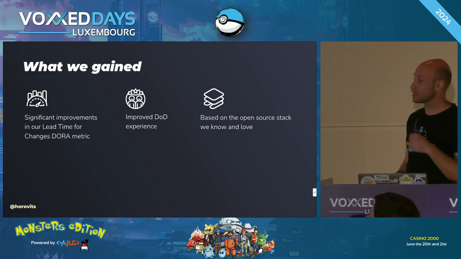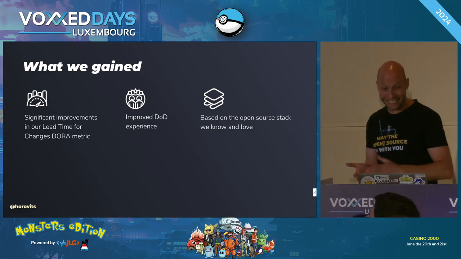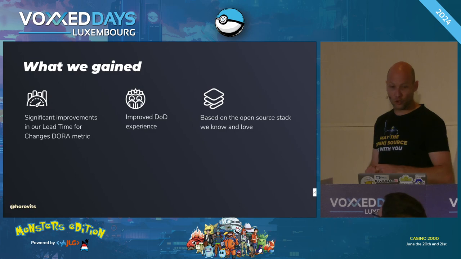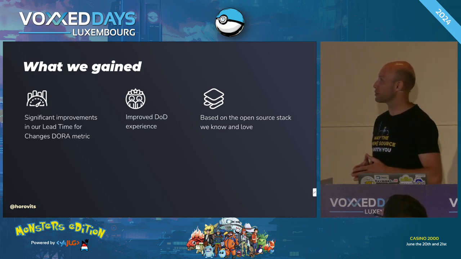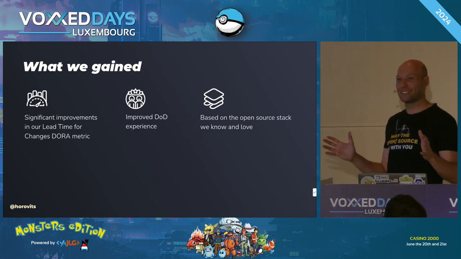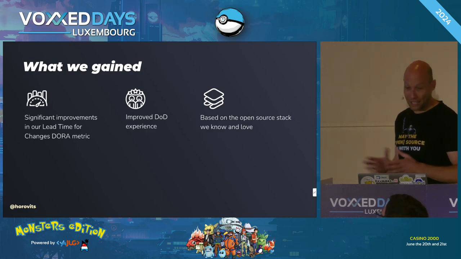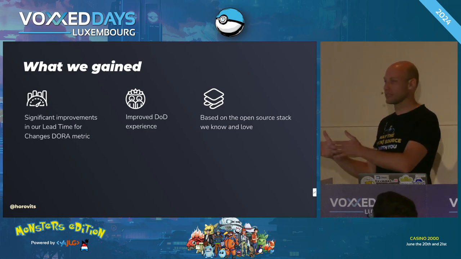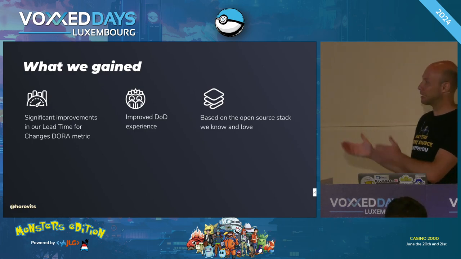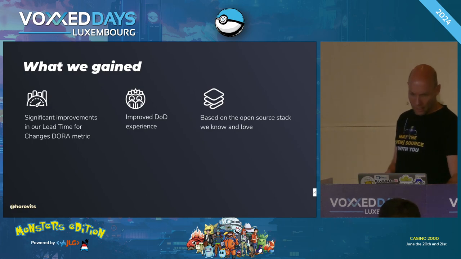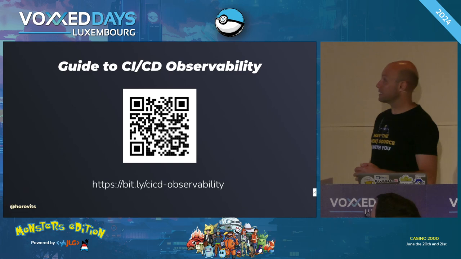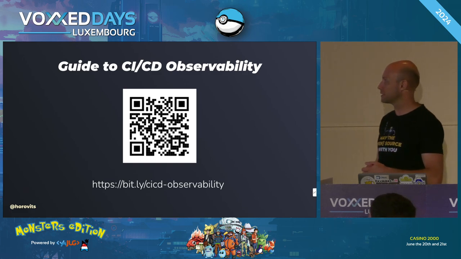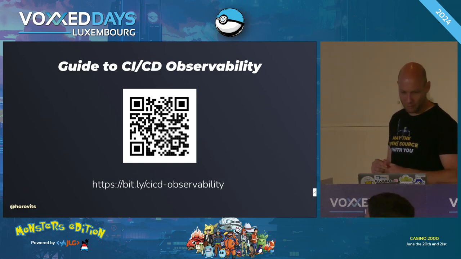And what we gain, so let's zoom out. What's the gain? A significant improvement to our lead time for changes, the DORA metric we talked about at the beginning, and also an improved on-call experience for our developers on duty. Much, much more pleasant these days to be on-call at Logs.io. And also, based on the same open source stack that we know and love, so again, not reinventing the wheel, what we used in production, we reused here: OpenSearch, OpenTelemetry, Jaeger, Telegraf, and so on. I wrote a guide to CI/CD observability. You have the QR code, so a lot more information about this journey and best practices that I provide in this domain you can find in this guide to CI/CD observability.